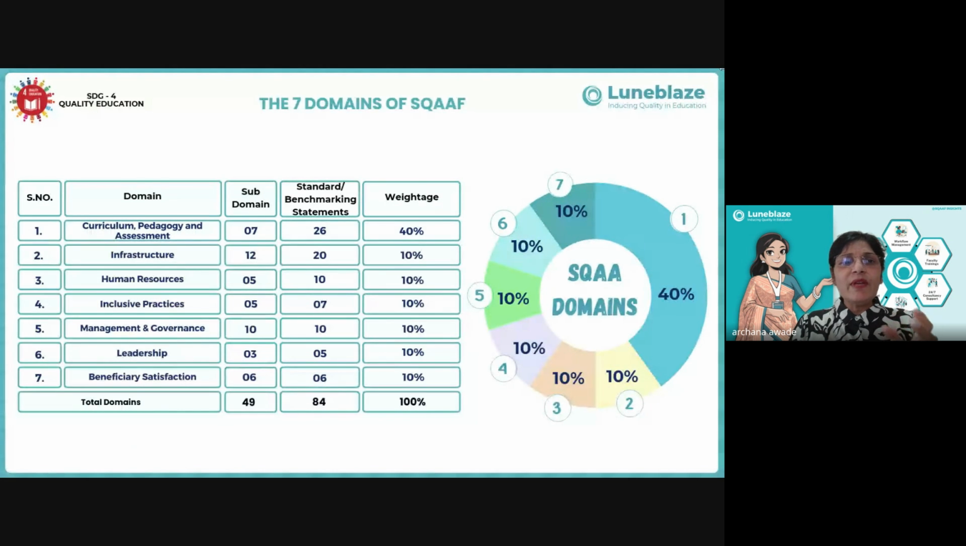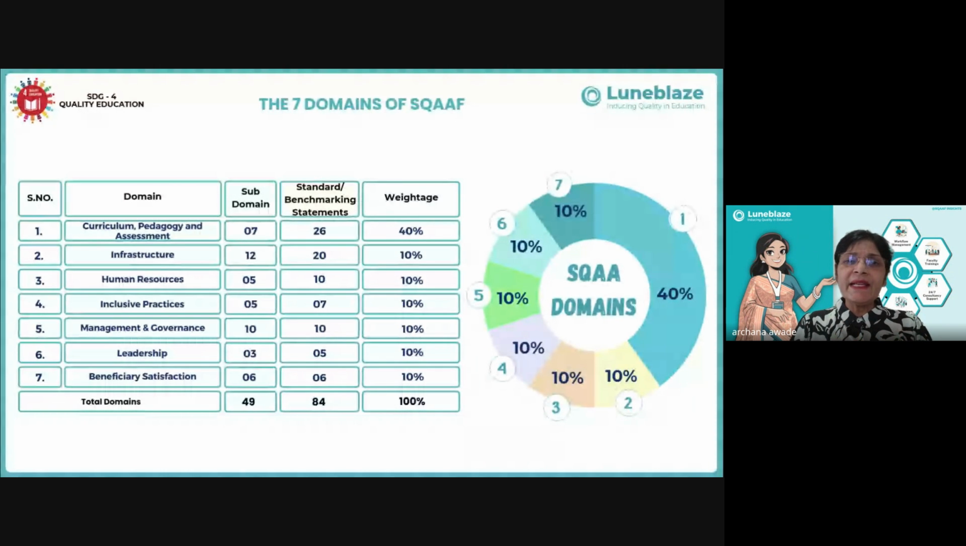So now we understand the intent of SQAAF, and why the CBSE has introduced it. Now let us recall the areas of the school quality framework and take a deeper look at its anatomy: the 7 key domains that form the foundation of school quality under this framework.